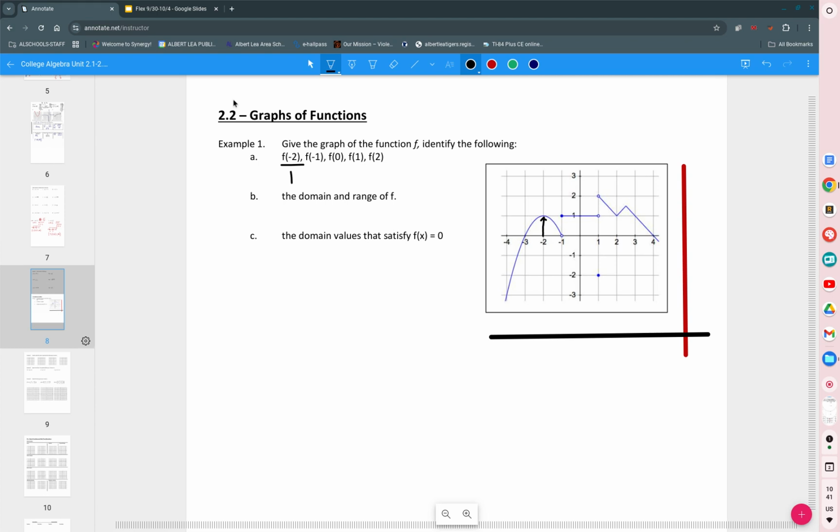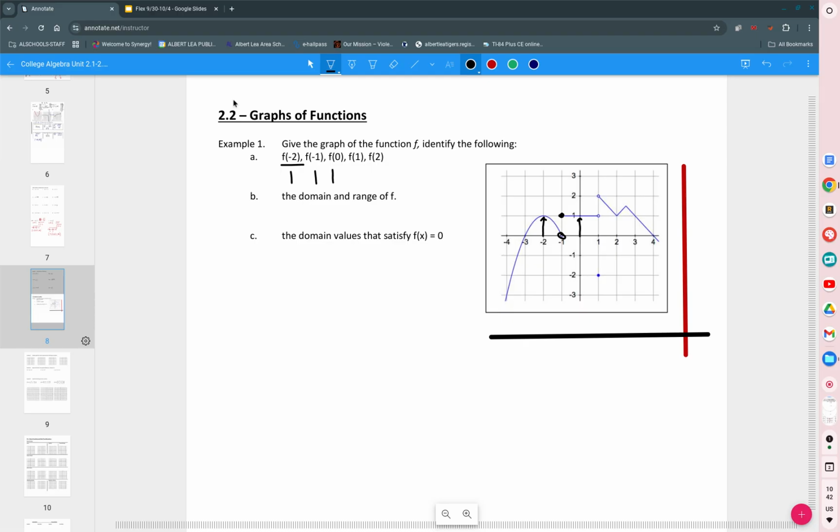I have f of -1. Notice I have an open circle and I have a closed circle. Do you think I'd choose the open circle or the closed circle when I'm evaluating the function? I choose the closed one, and notice it also has a height of 1. Now I'm going to do f of 0. I go over to 0 and I see what the height of the function is at 0, and it is 1.